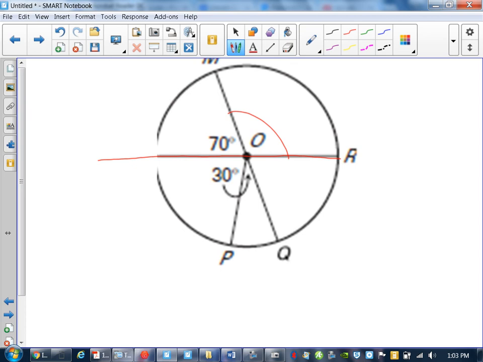Whoa. 110. Which means this appears to be a diameter, which means how much is here? That'd be a 70. This appears to be a diameter, so 70, 30, and what is 180? 80. It's things like that.